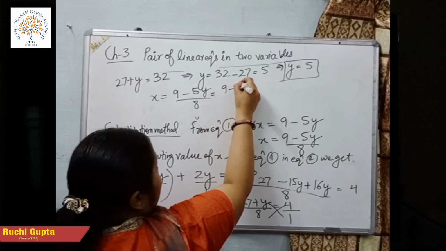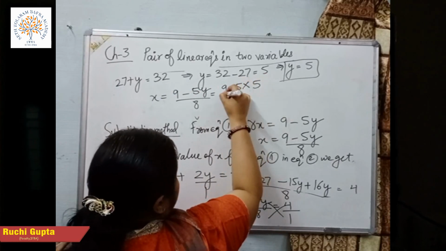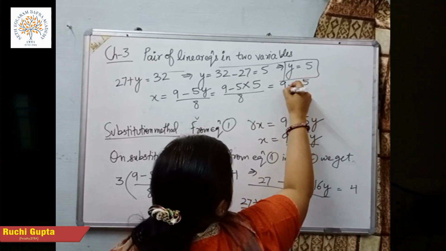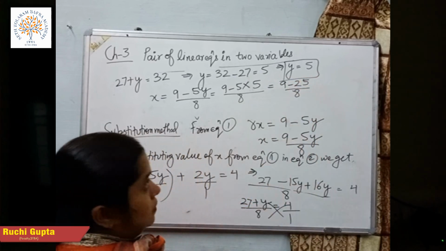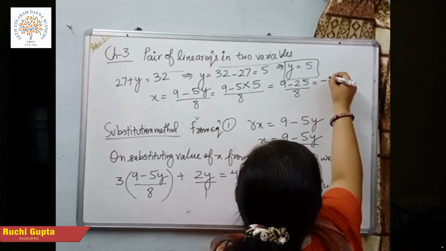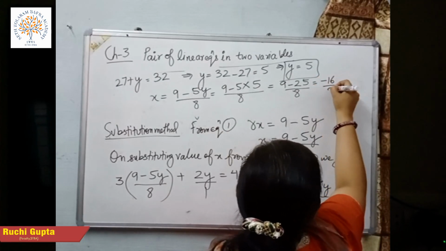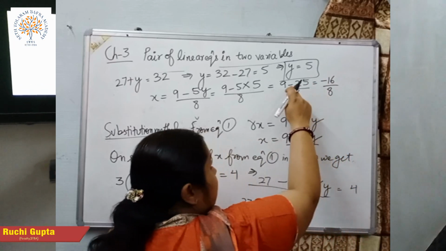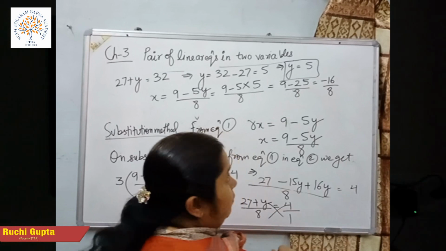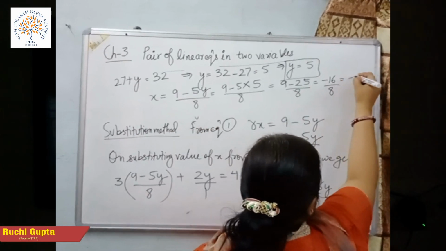We have just now calculated the value of y. It is 5. So put this value. 5 5s are 25. Okay. So what is 25 minus 9? It is minus 16, because 25 is greater, it has a minus sign before it. So we put the minus sign before 16. So it is minus 2.